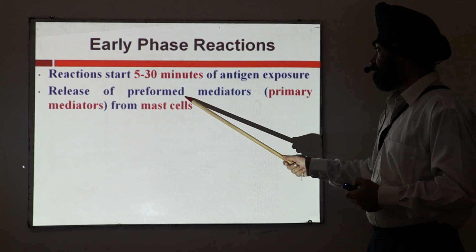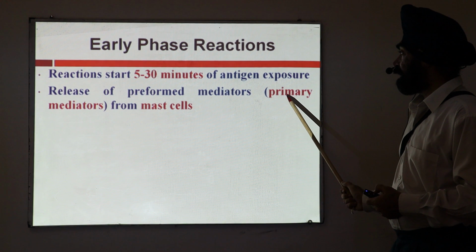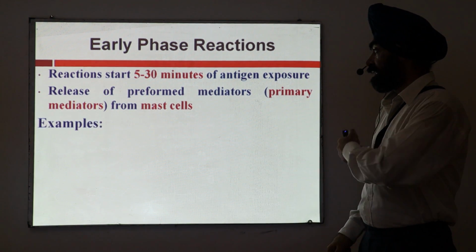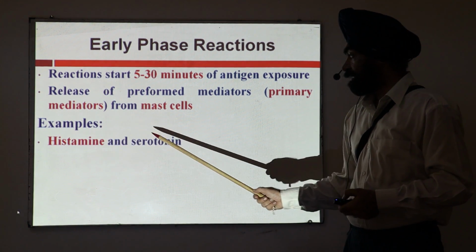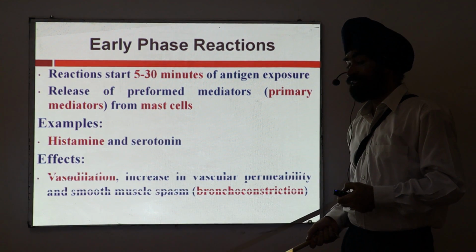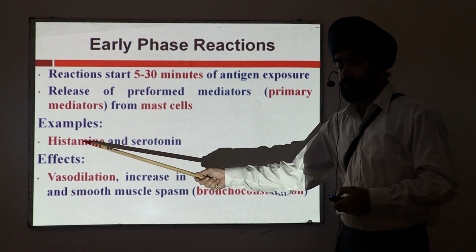So there is a release of preformed mediators, called primary mediators, from the mast cells. Examples: histamine mainly, serotonin, heparin. And what are the effects? Histamine will produce a number of effects.